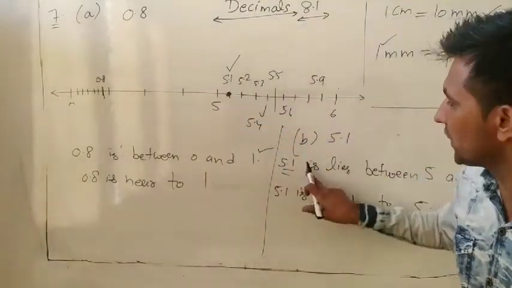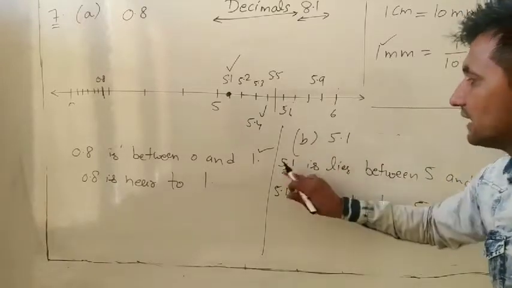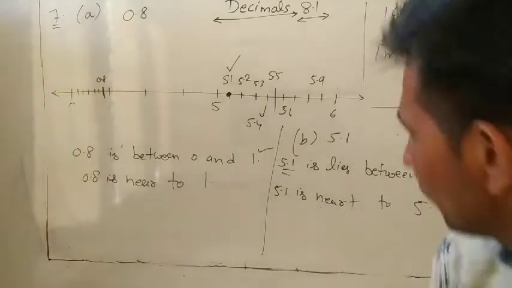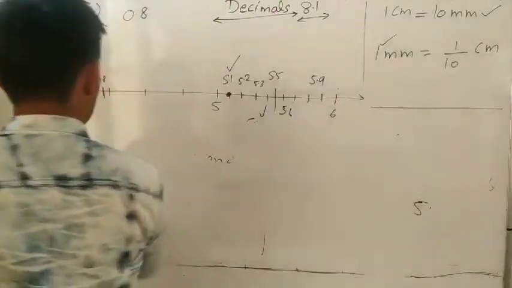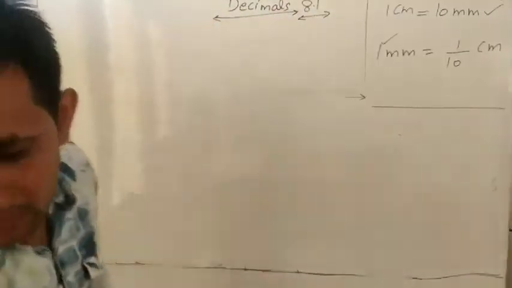Only these two things we have to find. This number is near to which number, and this number lies between which numbers. Okay. So we have to find. I think you can find yourself. So same as it is. One more part. Look at, make a number line.